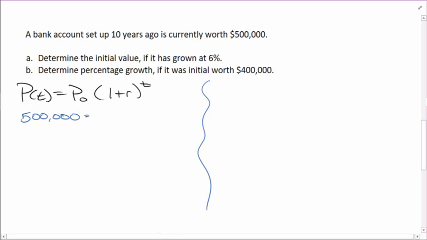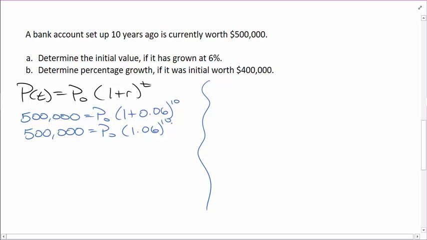I'm looking for the initial value, so I'm going to leave P of 0 in there. I know the rate to be 6%, and I know the time to be 10 years. I'm now going to solve for P of 0. This is another equation that I can solve without a graph and without logarithms, but I might need my calculator to help me with the computation.